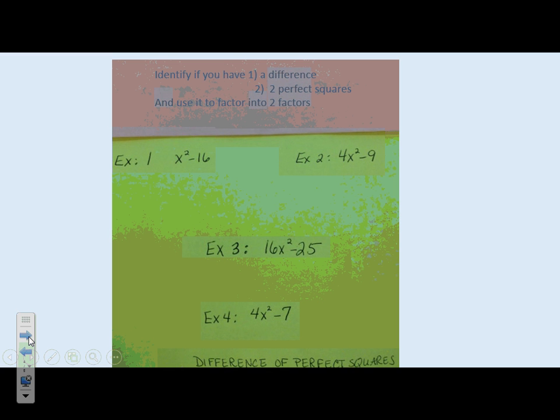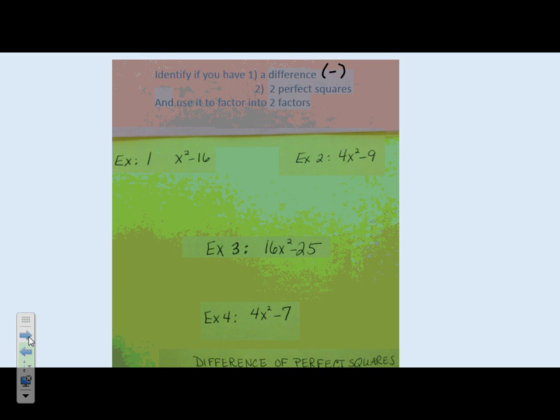So I have 4 examples here. This idea of understanding that you have a difference means you have a subtraction problem. And then the second part is two perfect squares. These are numbers that you know the square root of, that can easily be square rooted, if you will. You worked with these a lot in geometry, like 25, because the square root of 25 is 5. So we're going to be looking for this pattern where we have a difference and where we have perfect square numbers. So take a look at this first example here.